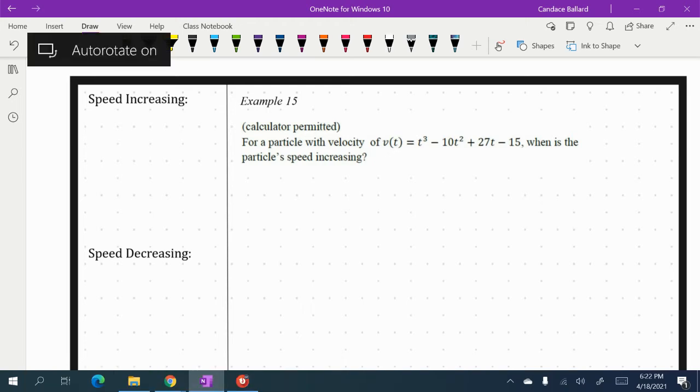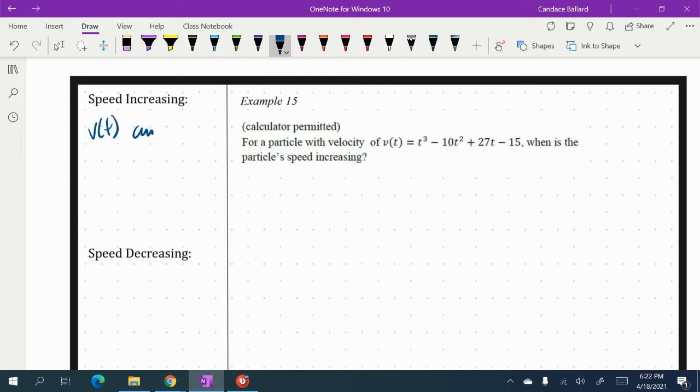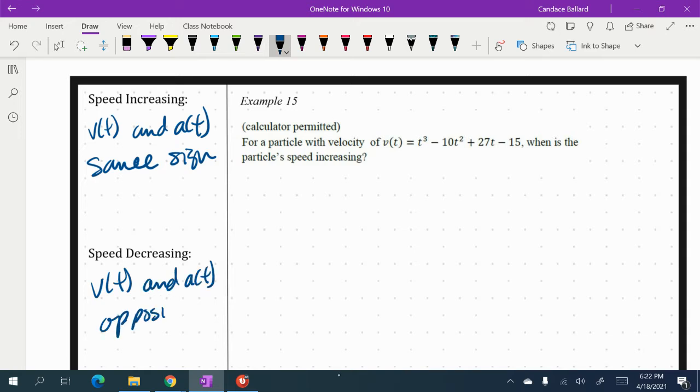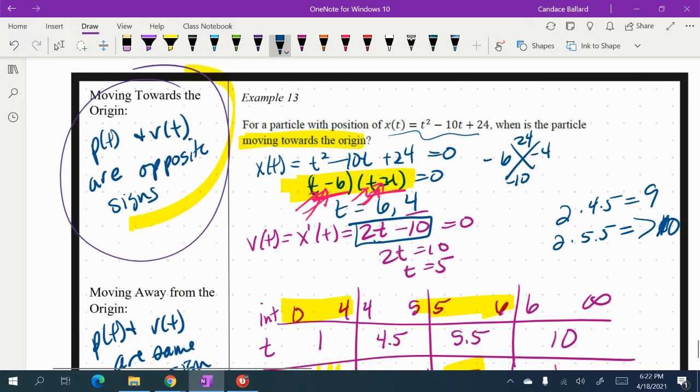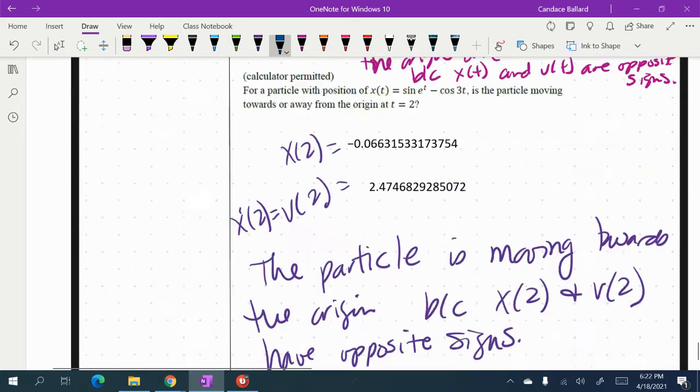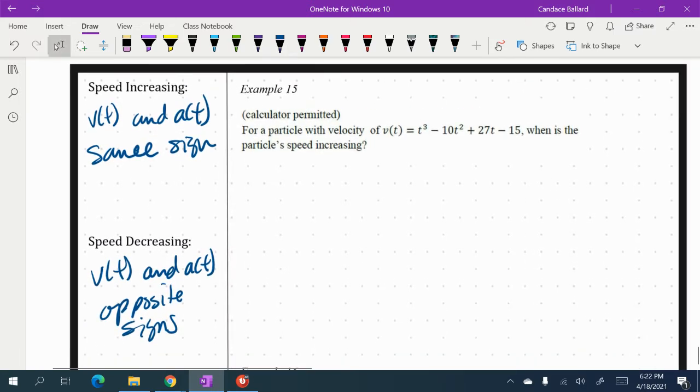In this video, we're going to continue topic 8.2 on position, velocity, and acceleration, and we're going to talk about speed. So we know that the speed is increasing when velocity and acceleration have the same sign, and speed is decreasing when velocity and acceleration have opposite signs. So you've got to make sure you understand that speed is acceleration and velocity, whereas moving towards or away from the origin is position and velocity.